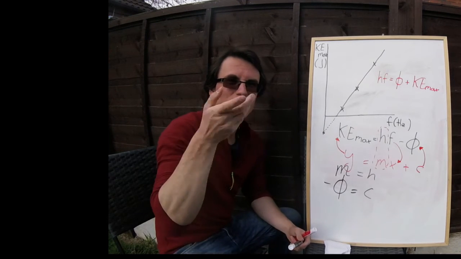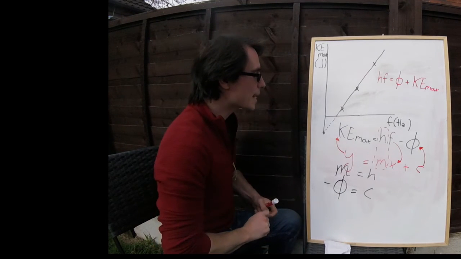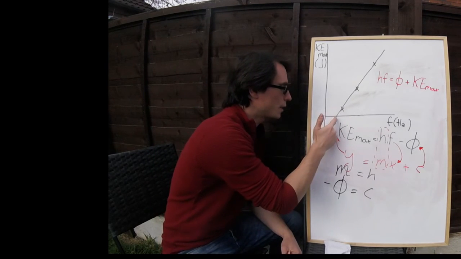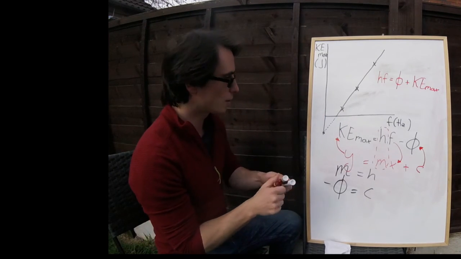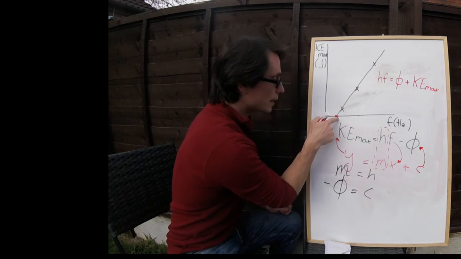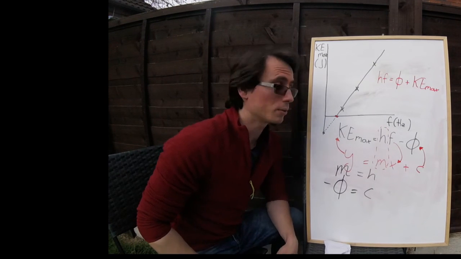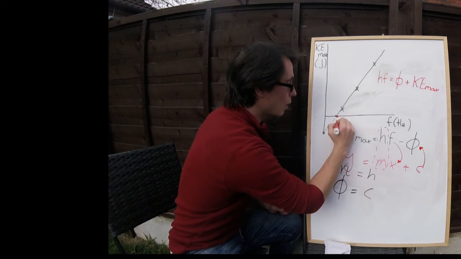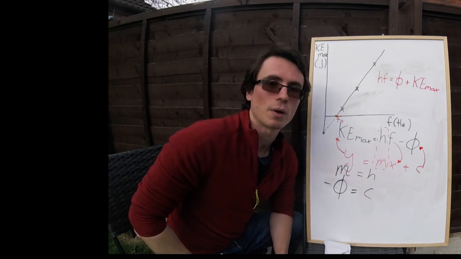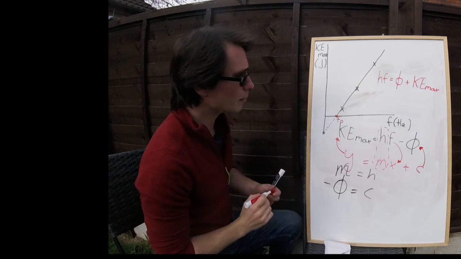A couple of important points. They may ask you what the physical significance of the x-intercept is, so let's just draw that in red over here. So this is actually your threshold frequency. So it's the threshold frequency above which an electron is going to be emitted.